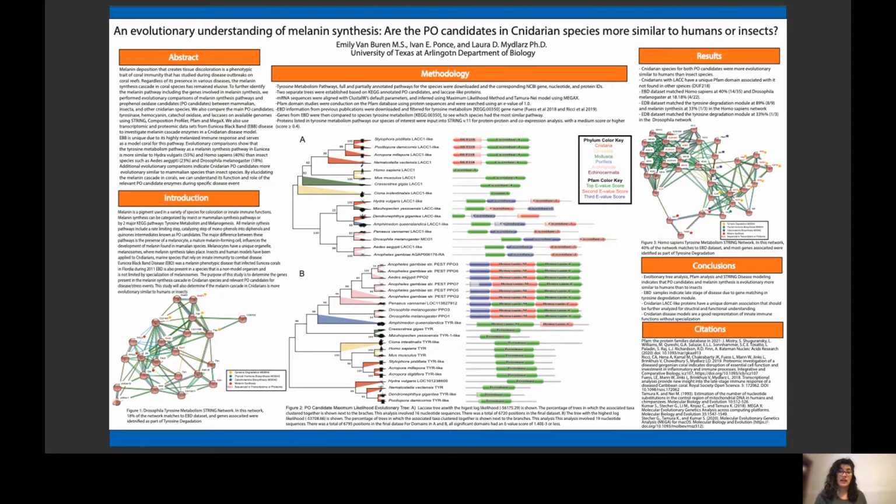My poster is titled Evolutionary Understanding of Melanin Synthesis. Are the PO candidates in Cnidarian species more similar to humans or to insects? Melanin, as we know, is a pigment that has a variety of uses in various species.